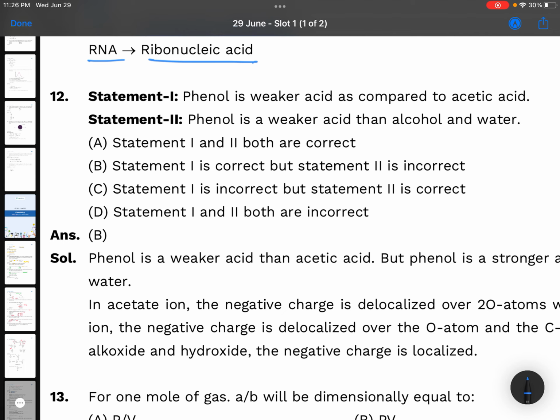If it is, then just smile and leave. Okay. Phenol is weaker acid than acetic acid. True, because phenol is just an alcohol type. Acid is an acid. But phenol is weaker acid than alcohol is wrong statement. Phenol is better acid than alcohol as well as water. So statement 1 is right, statement 2 is wrong.